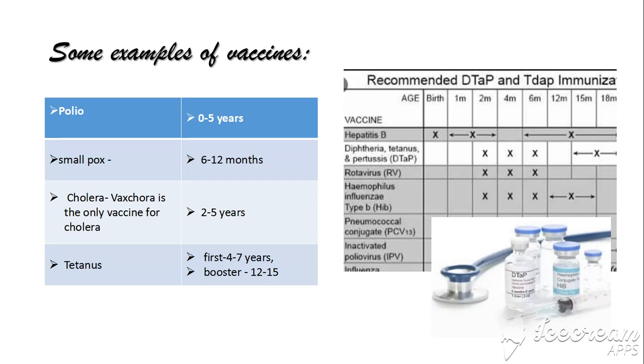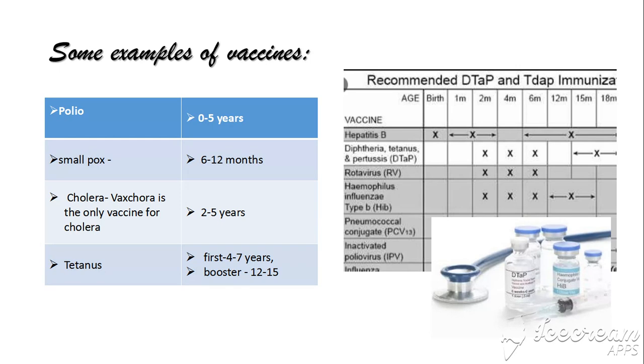Cholera, Vaxcora is the only vaccine for cholera. It is given between the age of 2 to 5 years. And tetanus, of course, when a child is between 4 and 7 years, and then you need another second shot, which sometimes is also called a booster shot, between the age of 12 to 15.